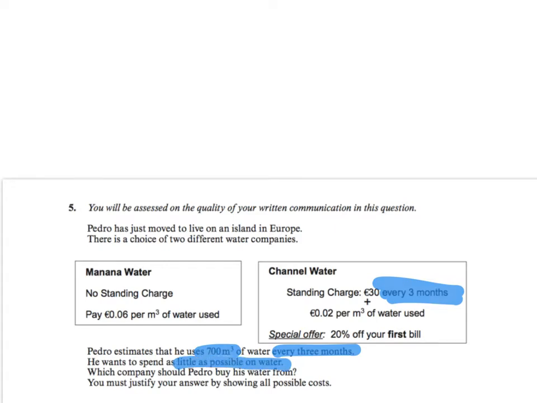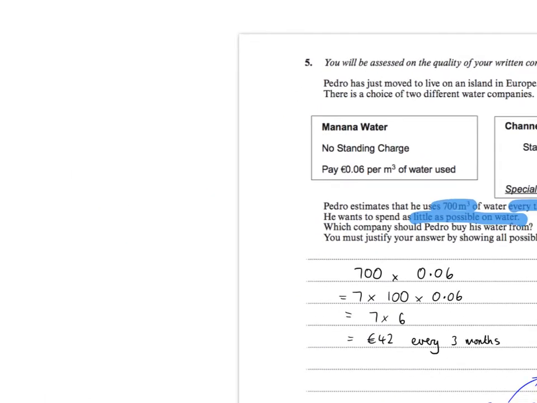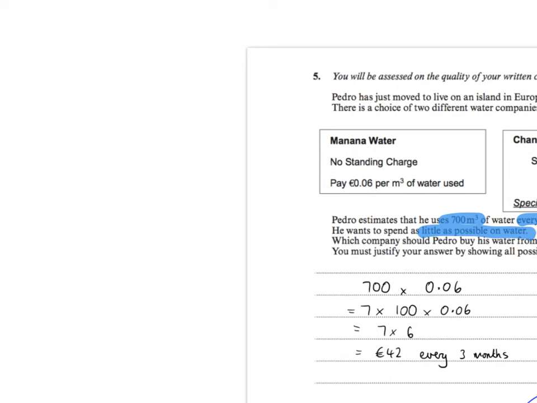Well, I'm going to work with Manea Water first, and I'm going to do some work over by here. Now, very similar maths used here again to which I've already used in the paper. I did the number of units of water used, so 700 times by the price he pays per metre cubed. I can't do 700 times by 0.06, I don't know what that is, so I split the 700 up into 7 times 100 times 0.06. Then I answered this bit, which is 6, and then 7 times 6 is 42. So it's €42 every 3 months.